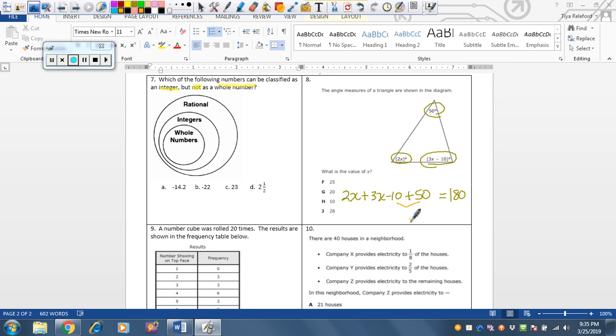We're going to combine like terms. So 10 and 50 are just plain numbers. What's negative 10 plus 50? Positive 40, right? So we have 40. We still have 180. Over here we have 2x and 3x. So how many x's do I have altogether? 5. Now this is what you're going to do to solve for x.